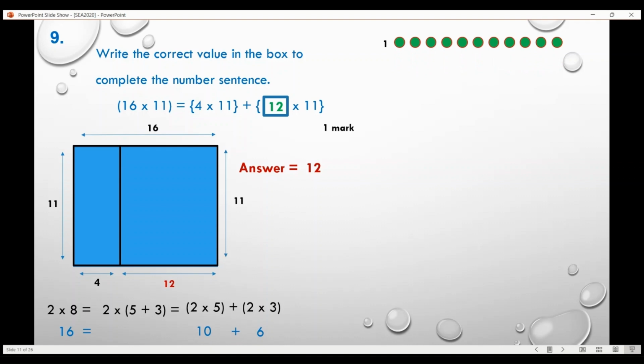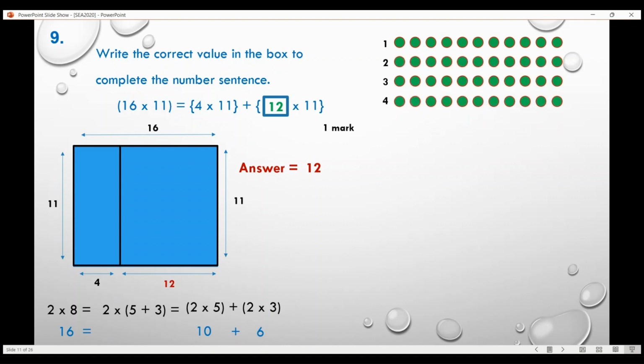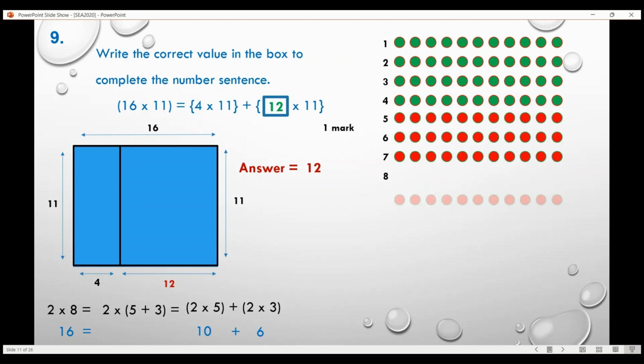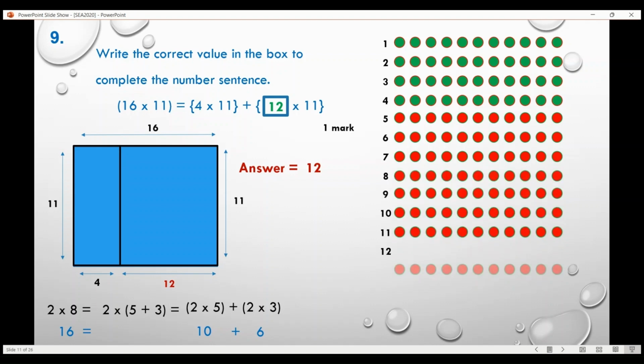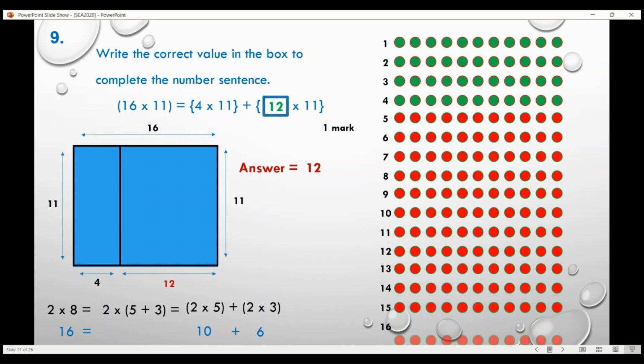11, we have it in green. Let's count it across: 1, 2, 3, 4, 5, 6, 7, 8, 9, 10, 11. So we have one group of 11, which are green balls. And actually we have 2, 3, 4. So we have 4 groups of 11. And how many more groups of 11 will give us 16 of those? That's what the question was asking. So we had 4 groups of 11, which were green, and how many groups of red ones were there? Well, there were 12 more.